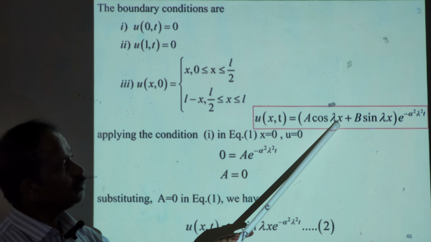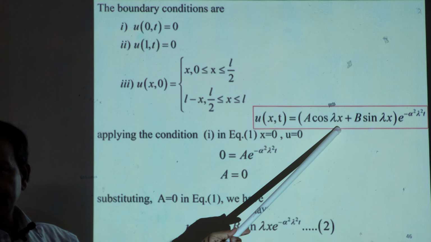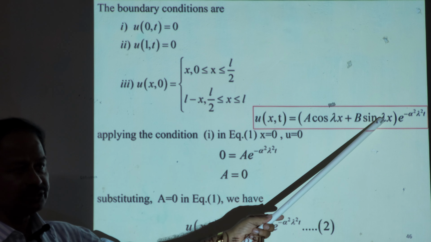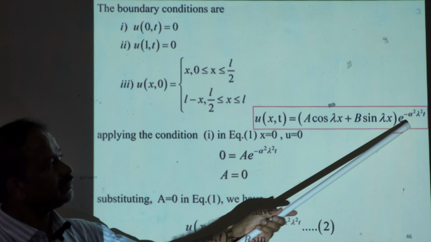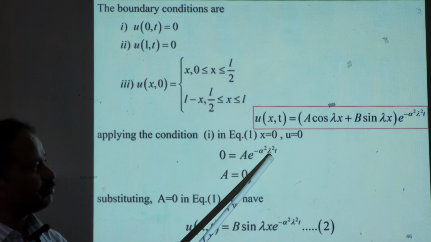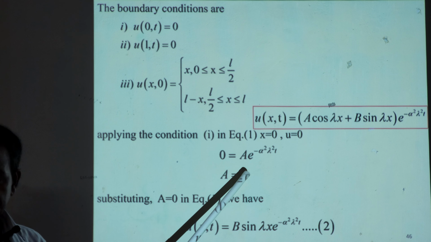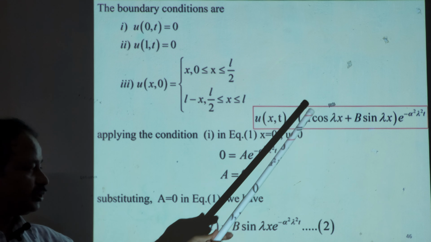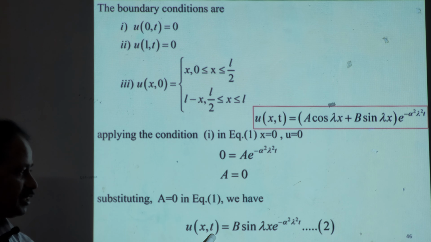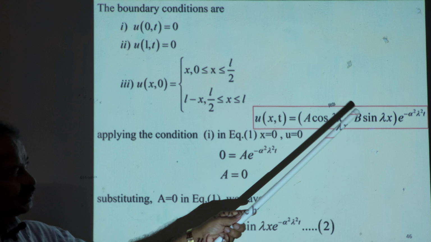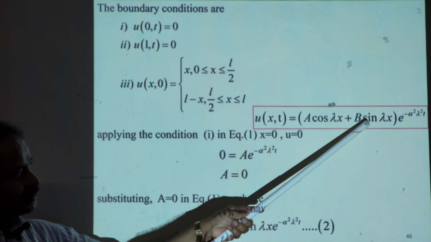x equal to 0, so cos 0 is 1, so we have A, sin 0 is 0. So A times e to the power minus alpha squared lambda squared t is equal to 0. This term cannot be equal to 0, so A = 0. So substituting A = 0 gives us u(x,t) = B sin(lambda x) e to the power minus alpha squared lambda squared t. This is equation 2.